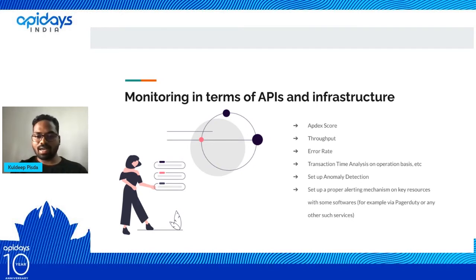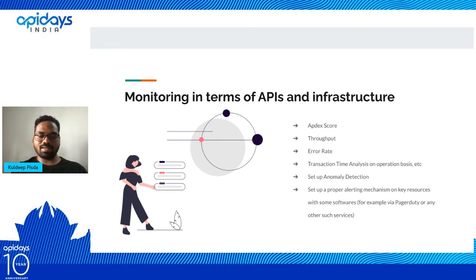The second thing is throughput. Throughput is the number of requests that we are getting in a given amount of time, maybe in a minute or maybe in a second. And then we want to see whether our infrastructure is capable of handling that throughput or not. If it is not, then we need to do something about it. Maybe we want to scale up or scale out our servers and make some arrangements so that we can accommodate that extra traffic.